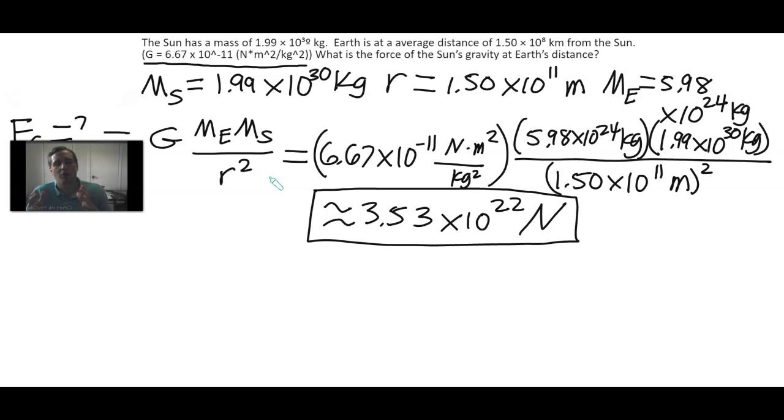But the sun is so much more massive. In fact, you can see it's about 1,000,000 times or so more massive than the Earth. So the Earth is not going to affect the motion of the sun nearly as much as the Earth is tied into orbiting around the sun. Okay, so this is how we solve these gravitational force problems.